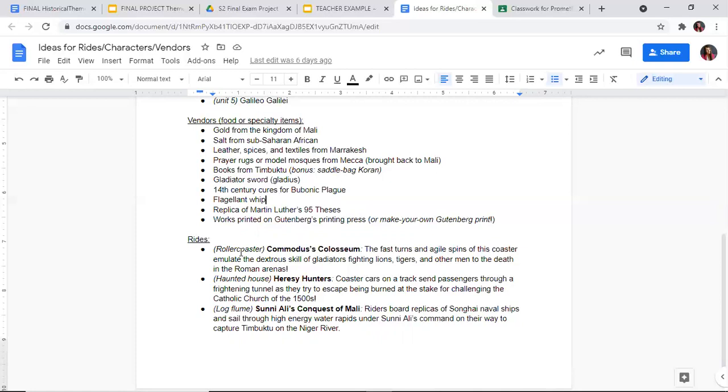If that would be a hard thing for you, don't pick this as your option. But maybe instead of doing Sunni Ali's Conquest of Mali, you do Mansa Musa's Hajj, his pilgrimage. That might be easier for you to do. Just find a way to incorporate it into a ride, and then make sure you explain its significance in great detail.